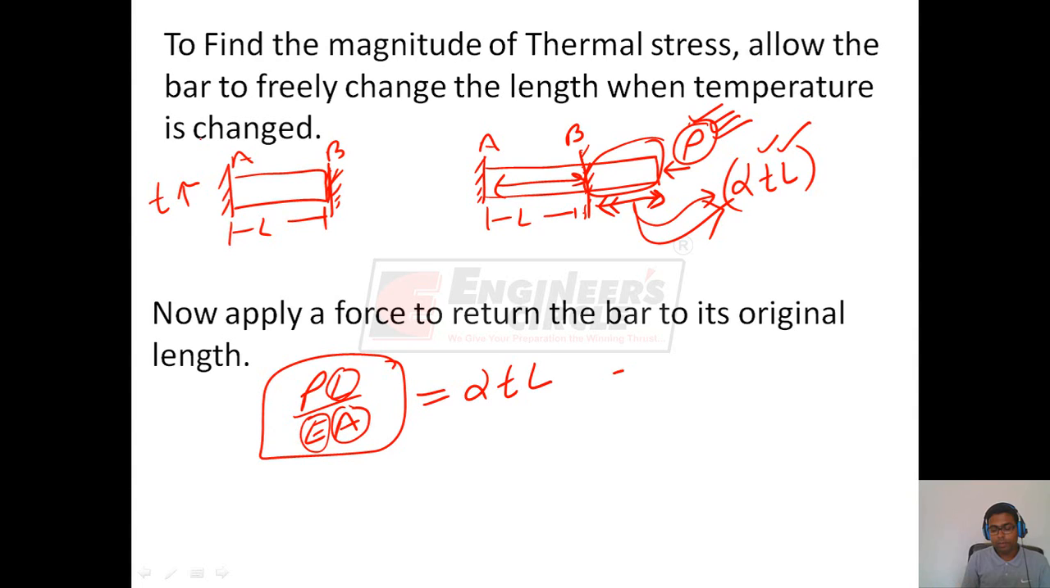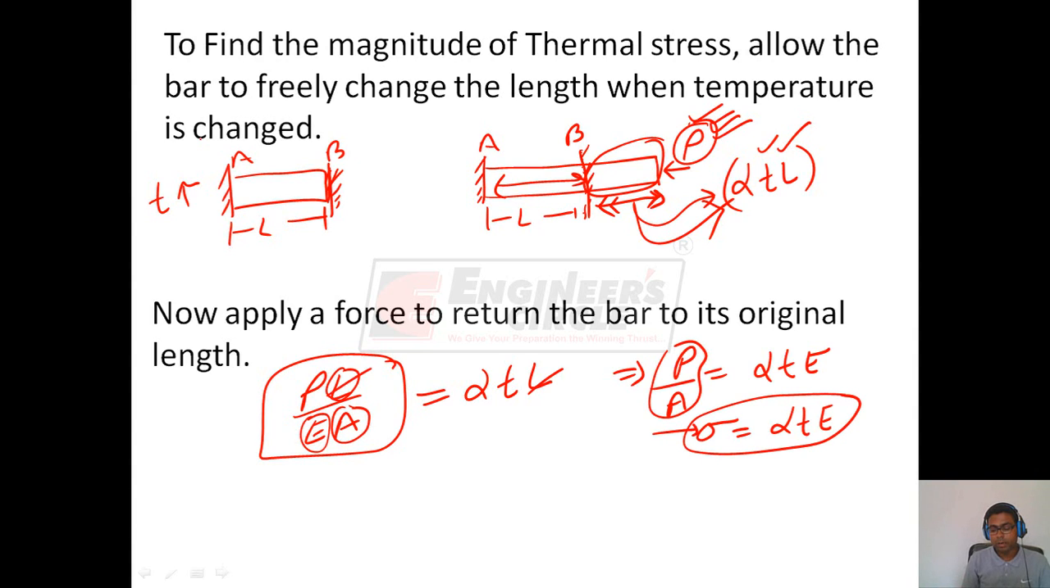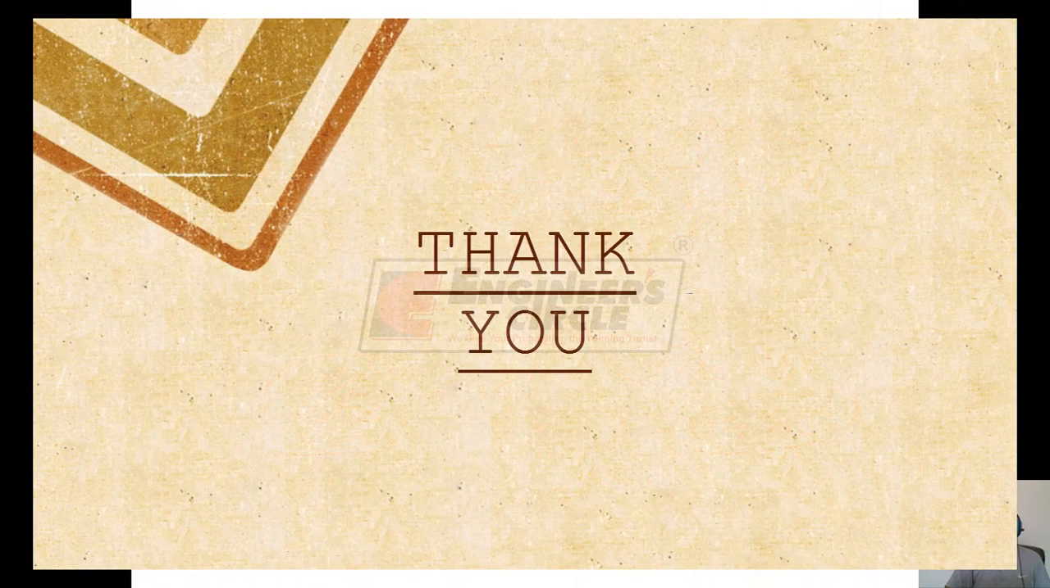So from here we get P by A as equal to alpha TE. Length will cancel out. This P by A is called stress, which is alpha TE. So we are able to find this thermal stress. Whenever thermal stress is to be calculated, allow the bar to freely expand or contract and then apply a force to bring the bar to its original position. This ends this module.